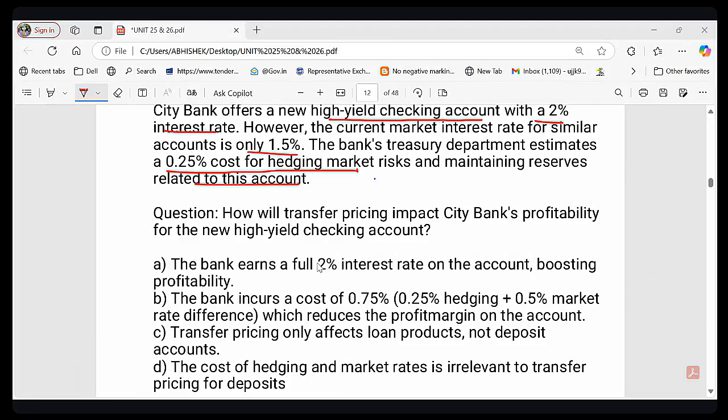So let me explain what is happening here. Citibank is offering 2% interest on a new checking account, while the market rate for a similar account is only 1.5%. So this means Citibank is paying 0.5% more than the market rate to attract depositors.